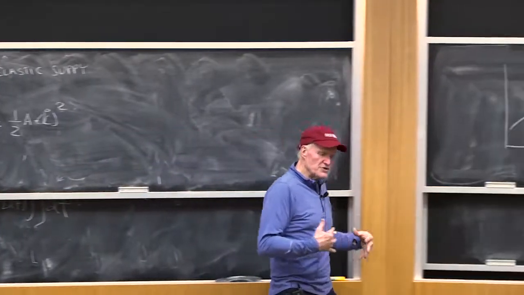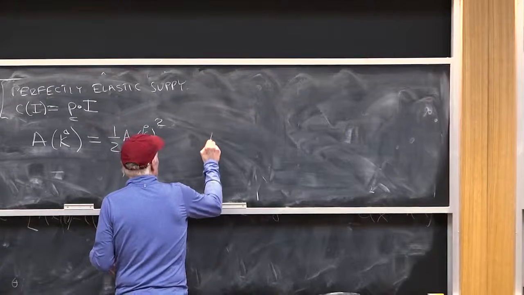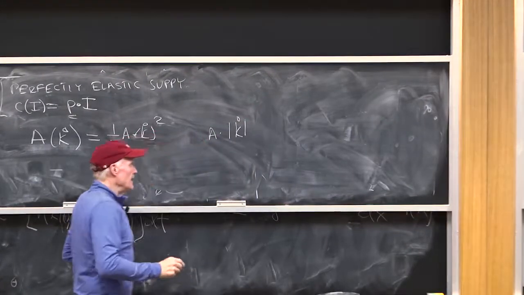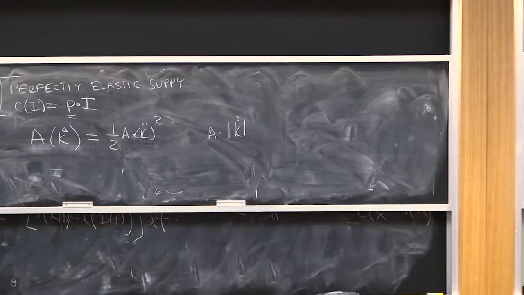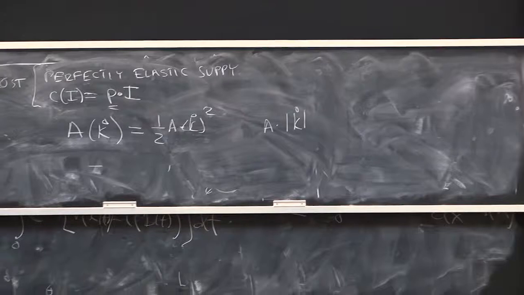Now, there's a ton of other adjustment cost models you can come up with. You could use A times the absolute value of K dot. Now, that is going to have some different properties, right? Because what is this? What's going to be different here?